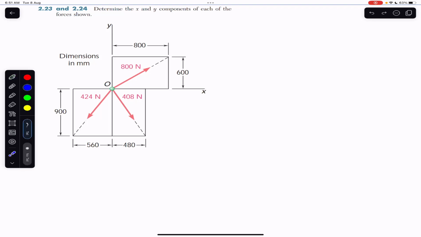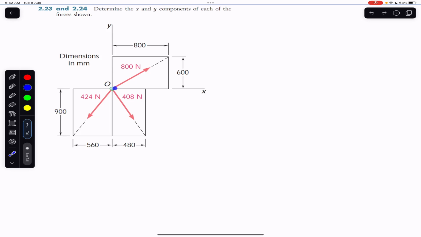Now we are going to solve this problem from Vector Mechanics by Beer and Johnston, chapter 2. The problem says to determine the x and y components of each of the forces shown. So we are given these three forces, 800 Newton force, 408 Newton force and 424 Newton force, and we are asked to find the x and y components of each of these three forces.